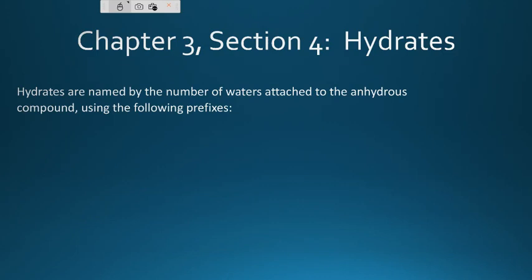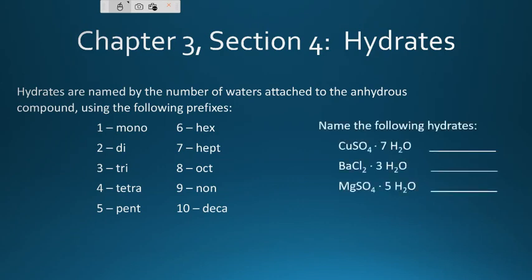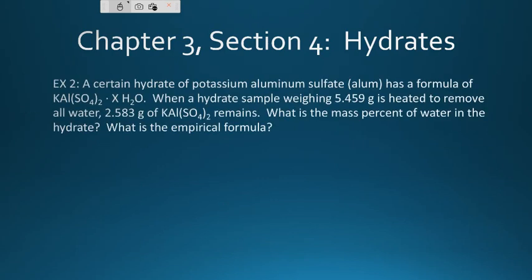And so when we talk about compounds, we commonly refer to how much water is incorporated in with that by using the following prefixes. So it's mono, di, tri, tetra, pent, hex, hept, oct, non, and dec. So using that concept then, we would take a look and see that copper 2 sulfate would be copper 2 sulfate heptahydrate, barium chloride trihydrate, and magnesium sulfate pentahydrate. That's just the concepts behind those hydrates.